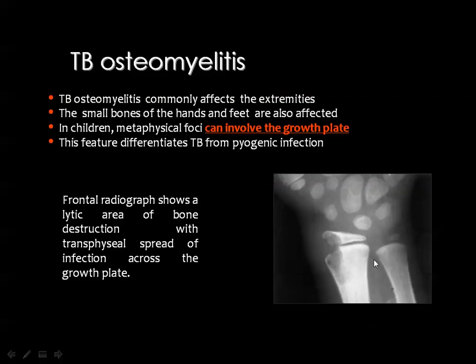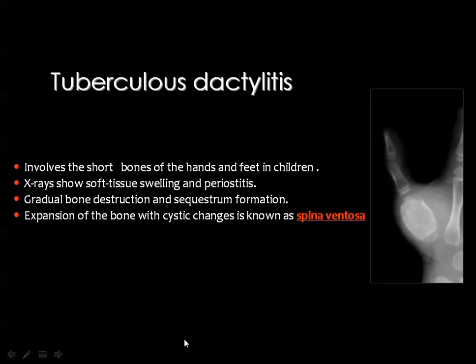Also, this is considered one of the pathognomonic signs of TB, that it can cross the physeal line. TB osteomyelitis may affect the extremities, as you all know, and it may also involve the small bones of the hand and feet. In children, metaphyseal foci can involve the growth plate, as you can see here, and this feature differentiates TB from pyogenic infection.